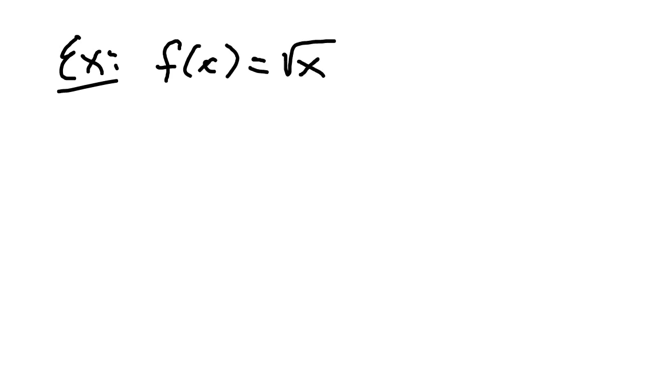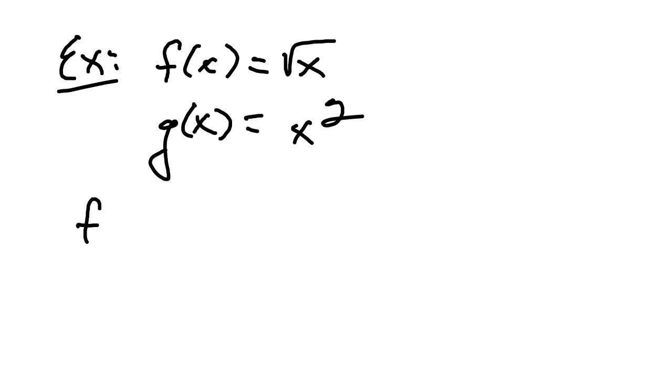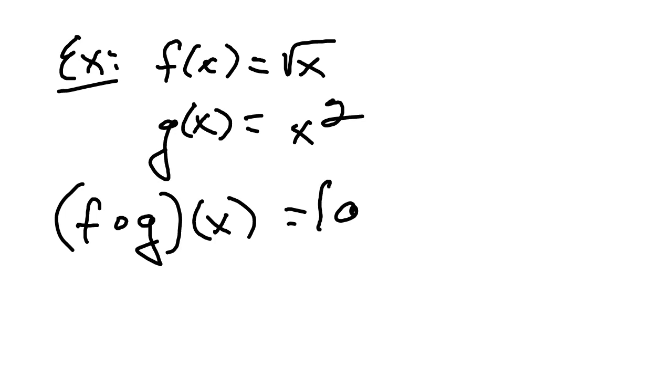So let's look at one more example. If I have f of x equals square root of x and g of x equals x squared, what do we have here? What's f composed with g evaluated at x? Well, this is going to be f evaluated at g of x, right? So once again, the g of x plugs in here.